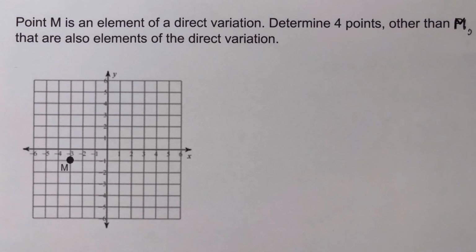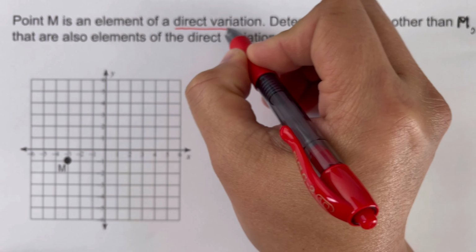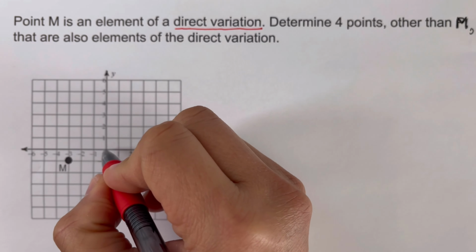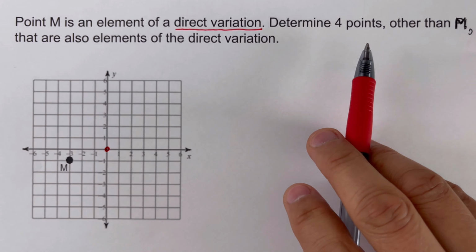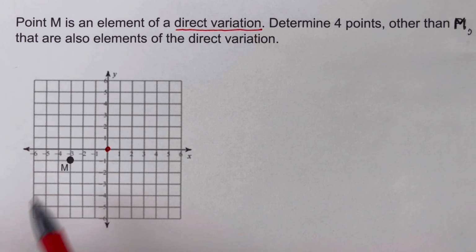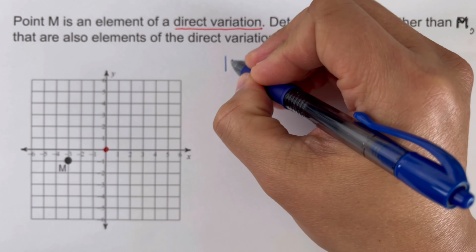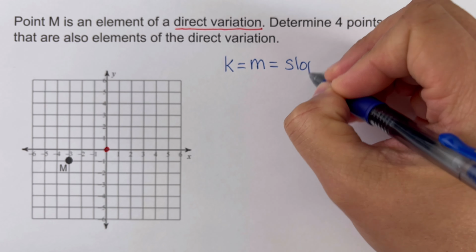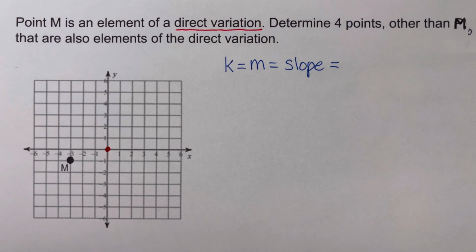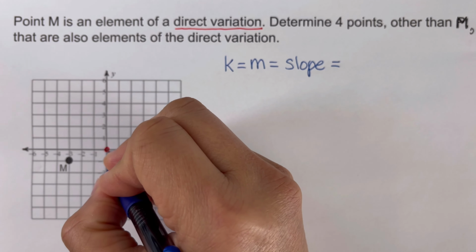Okay, in this example, point M is an element of a direct variation. Since we have a direct variation, we can say that the other point is at the point of origin (0, 0). Determine 4 other points other than point M that are also elements of a direct variation. From here, we can determine our slope k, which is equal to m, which is actually represented as slope. To determine the slope, from the point of origin, we go down 1.